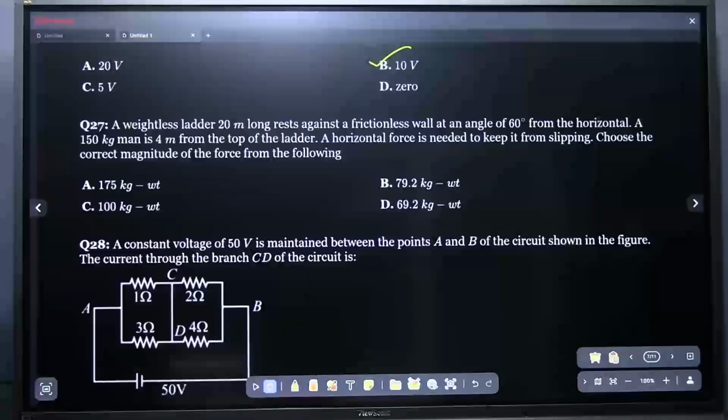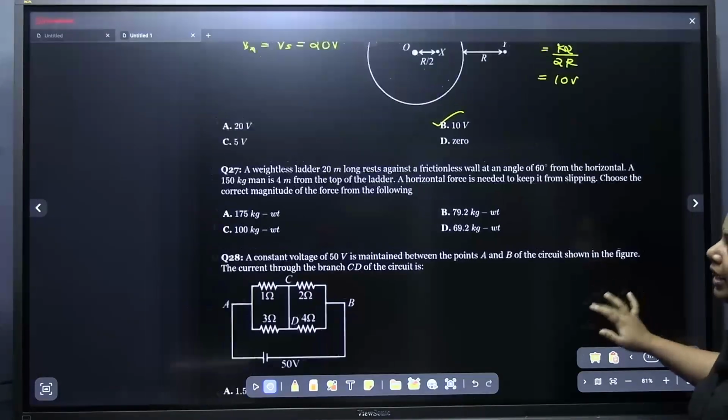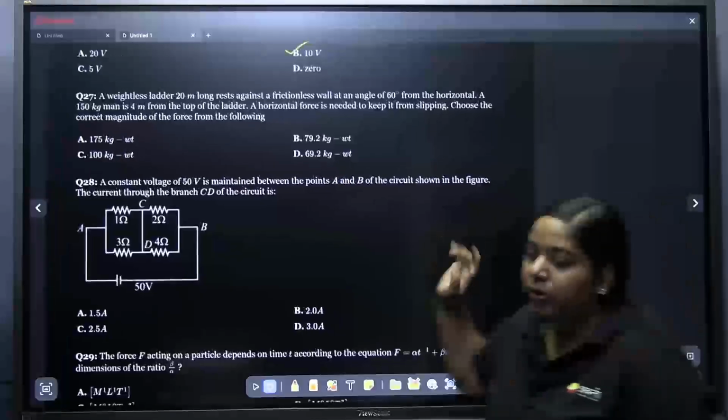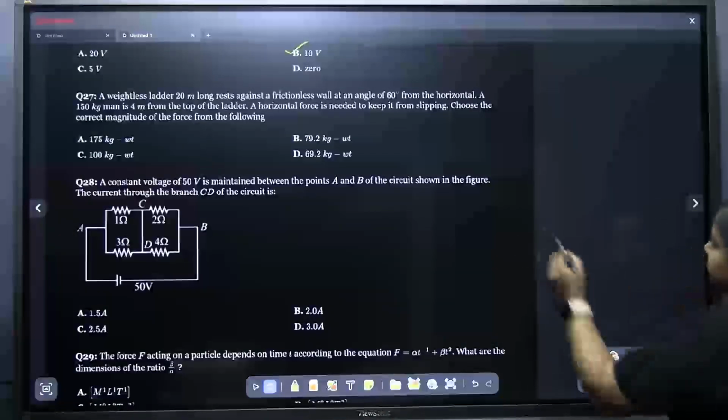A weightless ladder of 20 meter long rests at a frictionless wall at an angle of 60 degree from the horizontal. A 150 kg man is 4 meter from the top of the ladder. A horizontal force is needed to keep it from slipping. Choose the correct magnitude of force. So again we have to use that torque method. That same method we have to use.